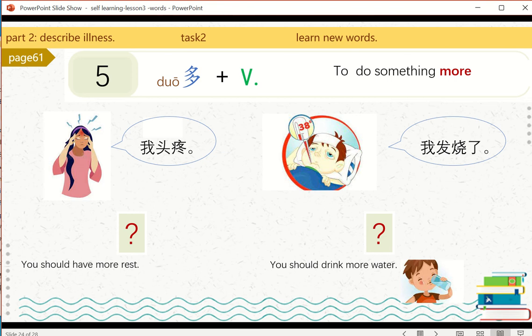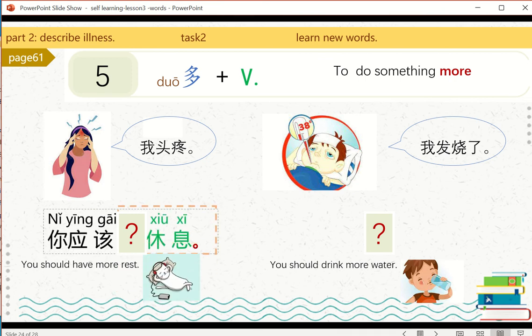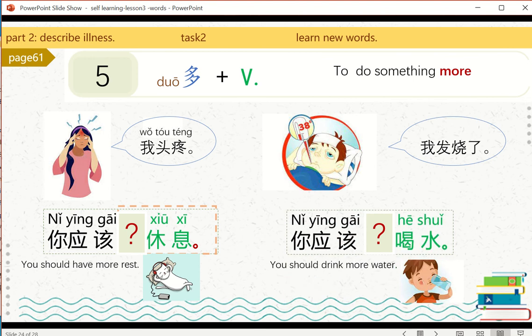It's to say to do something more. Like here in the first picture, he says my head pains. Can you read it? 我头疼。Now what suggestion can you give? You should have more rest. 你应该多休息。休息 have rest, 多休息 to have more rest. 你应该多休息。You should rest more. 好，second picture.